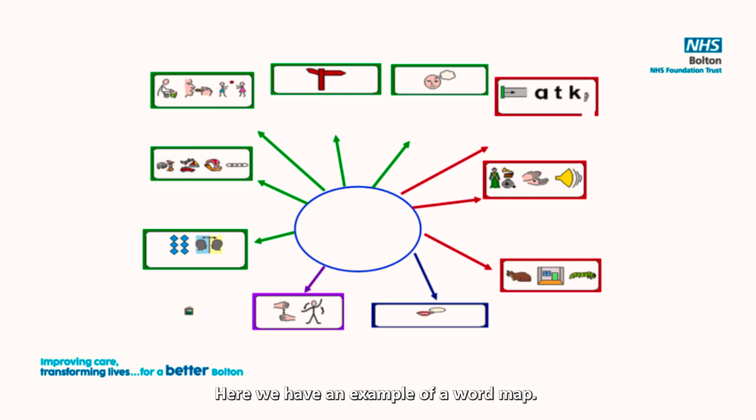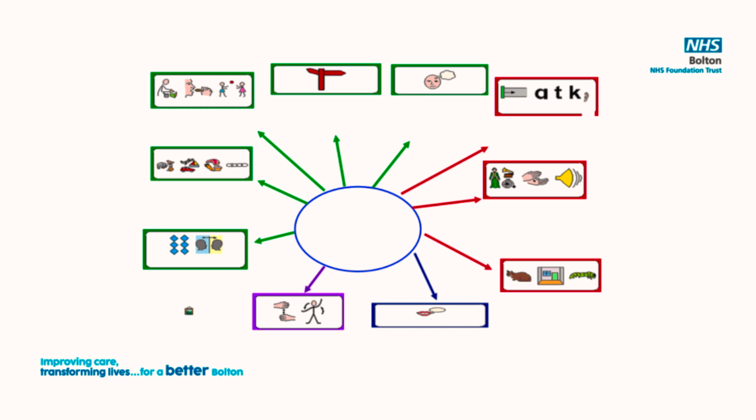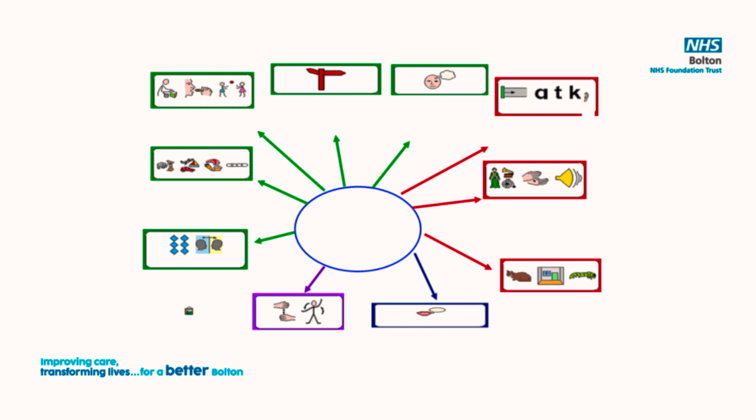Here we have an example of a word map. This is separated by colour to support children to look for different information regarding the meaning of the word and the structure of the word. Everything to do with the meaning of the word is highlighted in green, such as what do we do with it? This is a good opportunity to talk about actions relating to objects and labelling those as verbs. You can also think about where to find it, what is the meaning of the word, and are there any other links within the category?